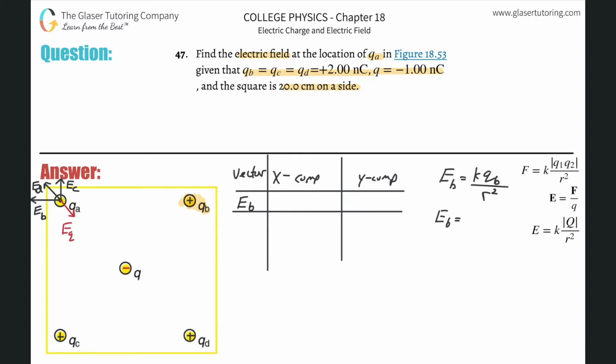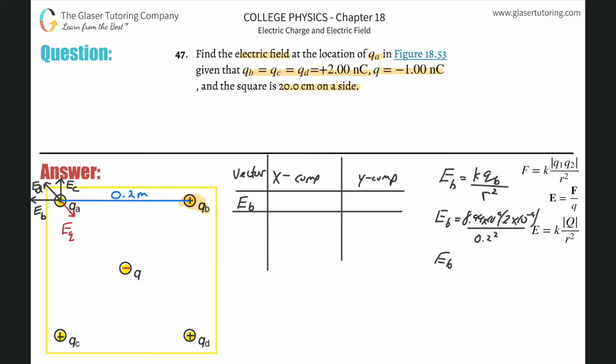So E sub B, I'll do one of these calculations. You can also simplify this with all the formulas; it doesn't really matter. This is going to be 8.99 times 10 to the 9th multiplied by the charge, 2 nanocoulombs, so 2 times 10 to the minus 9th, all divided by the distance between them. They said that it's a square, 20 centimeters on a side, which means the distance between the point of interest and that charge is 20 centimeters, aka 0.2 meters. So let's plug that in: 0.2 squared.